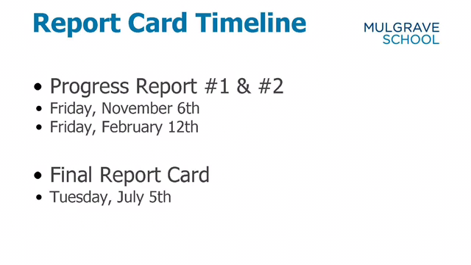Great. So just some important dates that I always like to share at the first open door sessions are the report card timelines. Progress number 1 is Friday, November 6th. Progress number 2 is Friday, February 12th. And final report card is Tuesday, July 5th.